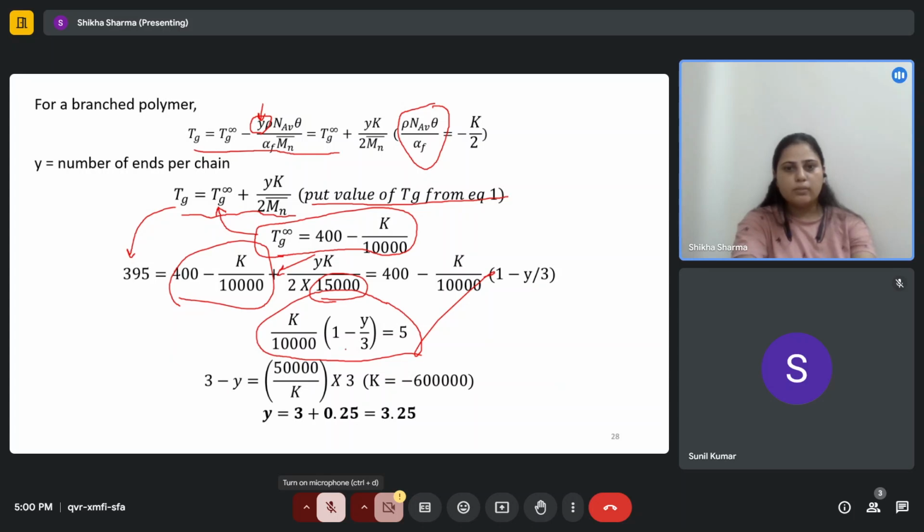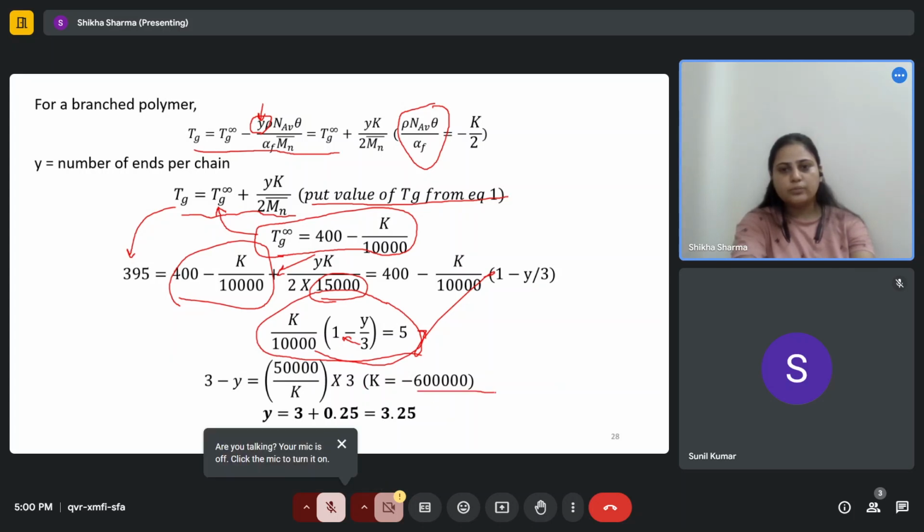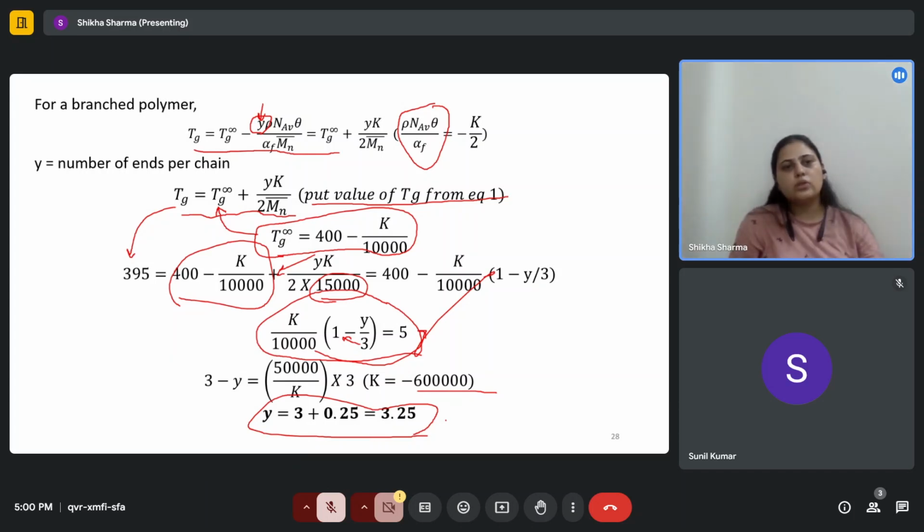So 3 minus y, this 3 will come here. So 3 minus y divided by 3 is equal to 5 into 10,000 divided by k. So the k value we know, when we simplify we will get 3 plus 0.25 phi equals 3.25. So 3.25 is the number of ends per chain in a branched polymer.